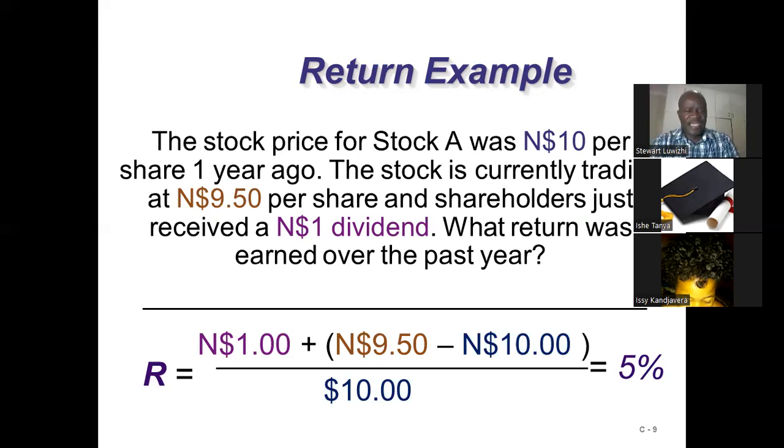Quickly look briefly at the formula. I'll give you about 10 seconds, then we carry on. Right, I hope you can see now. All right, the dividend, that is D_t, is $1. Then plus $9.50, which is the current price, minus $10, over the $10. If we work this out, we get 5%. This 5% will be our return.